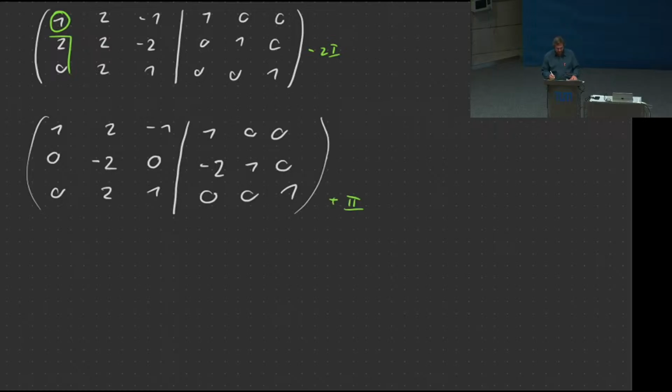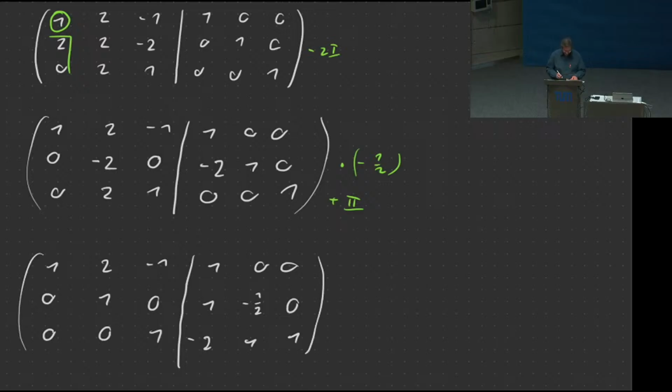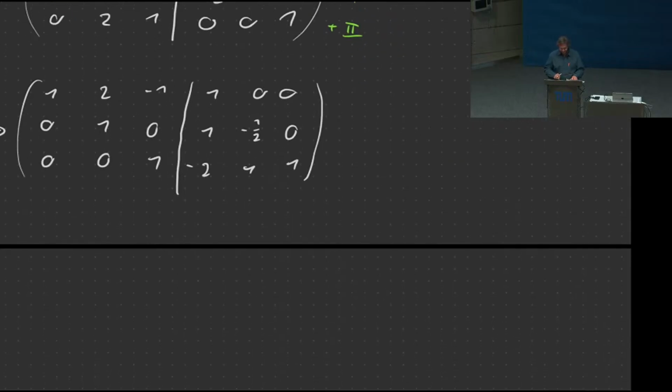Let's add the second row here and multiply this by minus 1/2. So I get 1, 2 minus 1, 1, 0, 0, 0, plus 1, 0. And here it's 1 minus 1 over 2, 0. And here I get 0, 0, 1, and minus 2, 1, 1. And now that looks a lot better. All right.